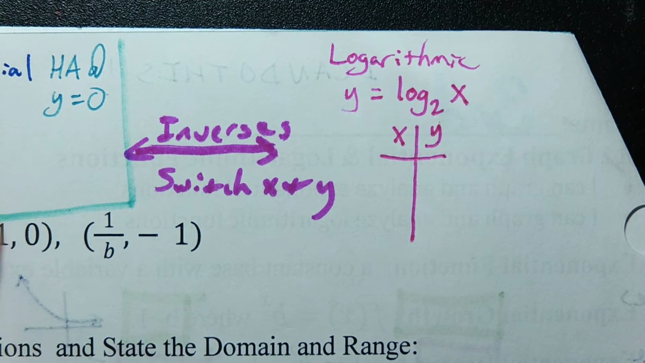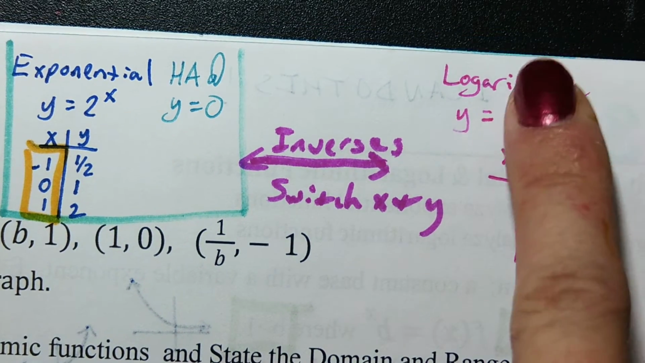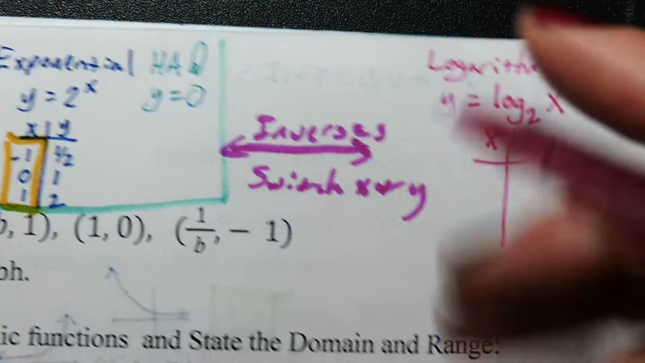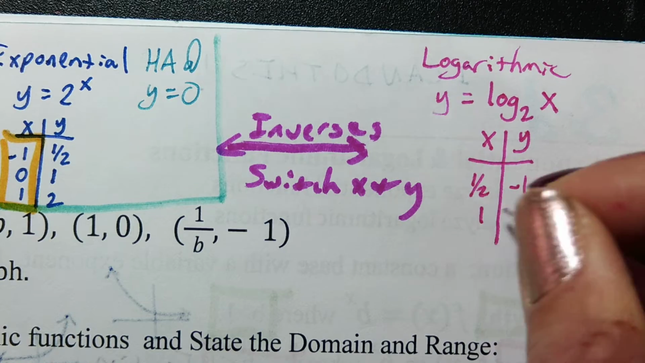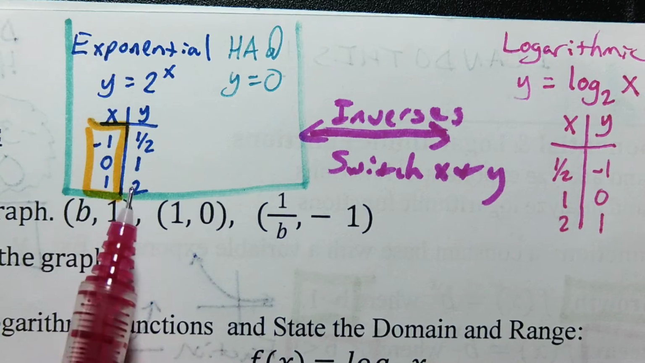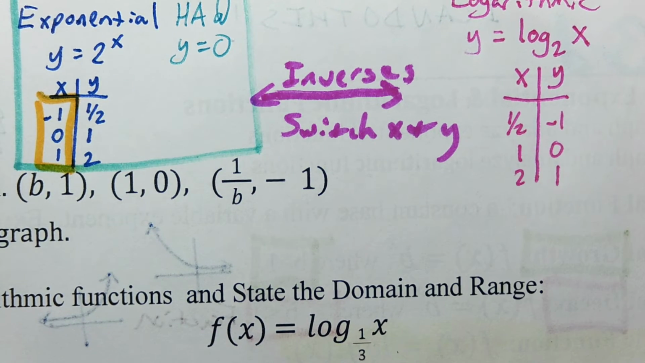Just using what we know about this table, if I wanted to find a table of values for the log function, we could literally just switch all of the x, y coordinates. 1/2, -1; 1, 0; 2, 1. I took all of the x, y coordinates in this table and I flipped them around for our logarithmic table.